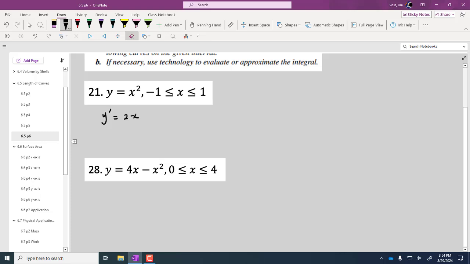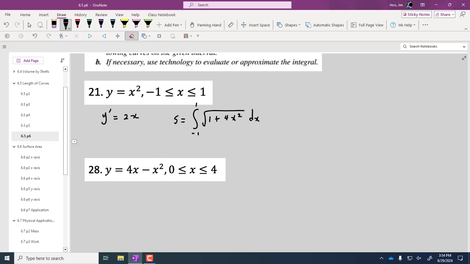So we know that we need to take the derivative. We plug it into our arc length formula. We're going to integrate from -1 to 1, the square root of 1 plus x squared. And we have that. That is something you can't integrate yet.